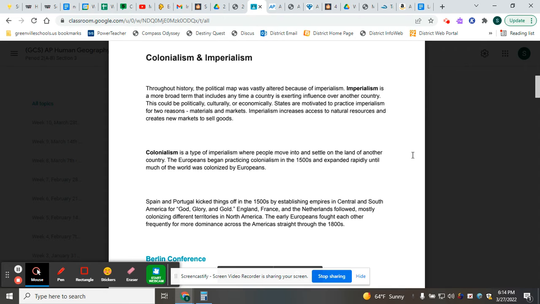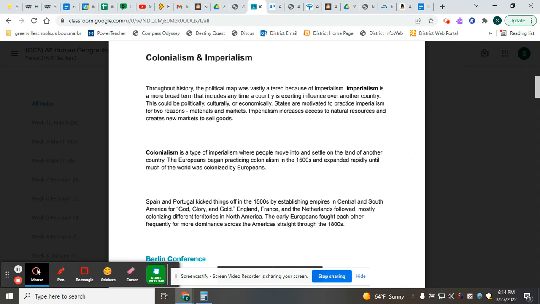Or think about the United States. We defeat Spain in 1898 in the Spanish-American War, and as a result, we get Puerto Rico. We get Cuba, and then Cuba gets their independence. We get Guam. We get the Philippines. Then the Philippines fight us for their independence.